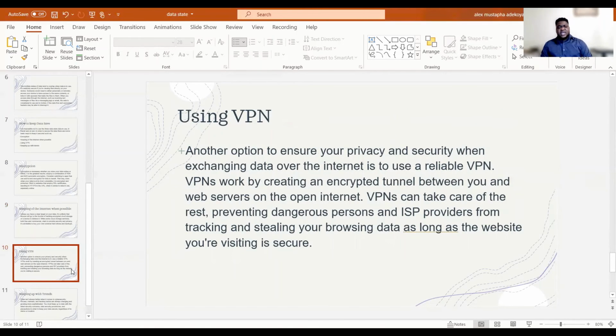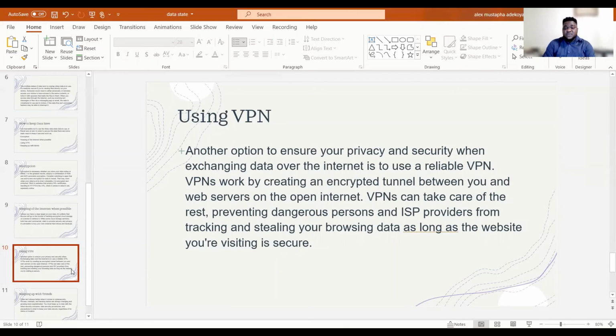Also, another option to ensure your privacy and security when exchanging data over the internet is to use a reliable VPN. A VPN works by creating an encrypted channel between you and web servers on the open internet. It can take care of the rest, preventing dangerous persons and ISPs from tracking and stealing your browsing data, as long as the website you are visiting is secure.